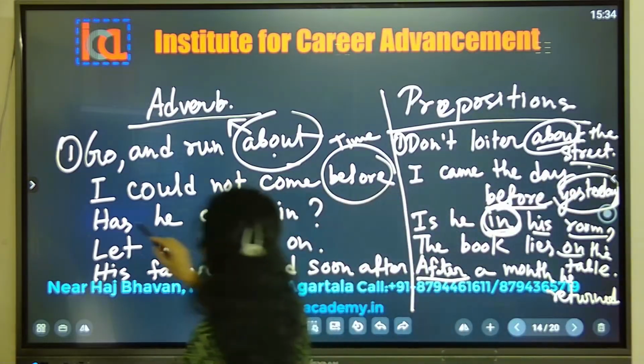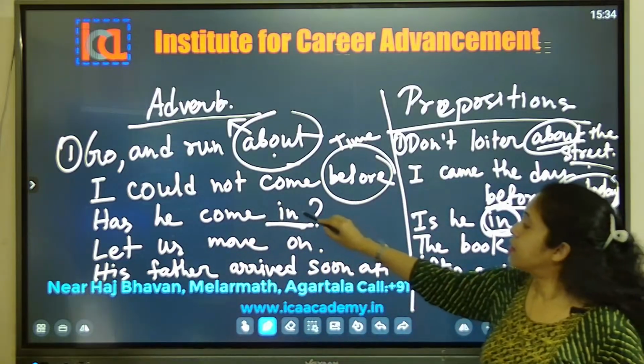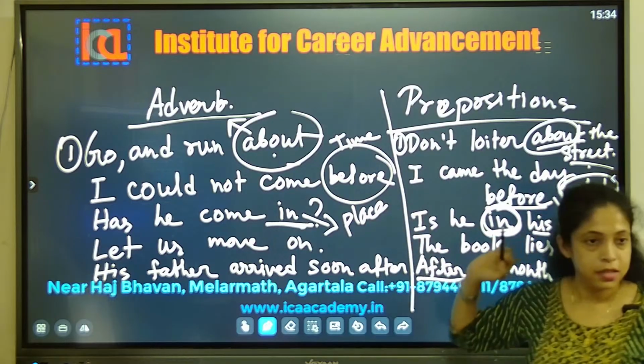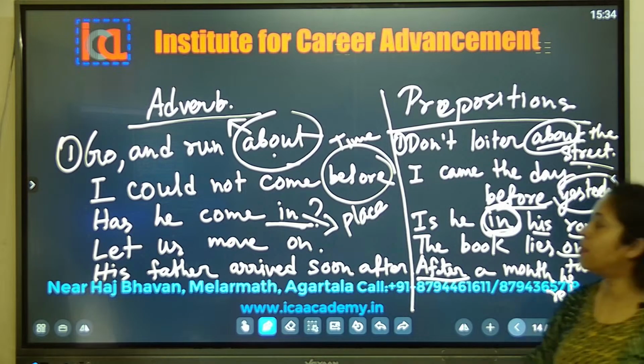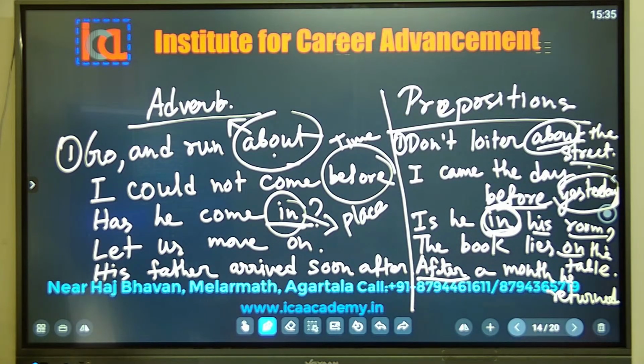And here, has he come in? In is the place directly. It has not taken the help of a noun or any adjective or adverb or any verb to express its meaning. So that's why it has become an adverb. Okay, it has become an adverb.